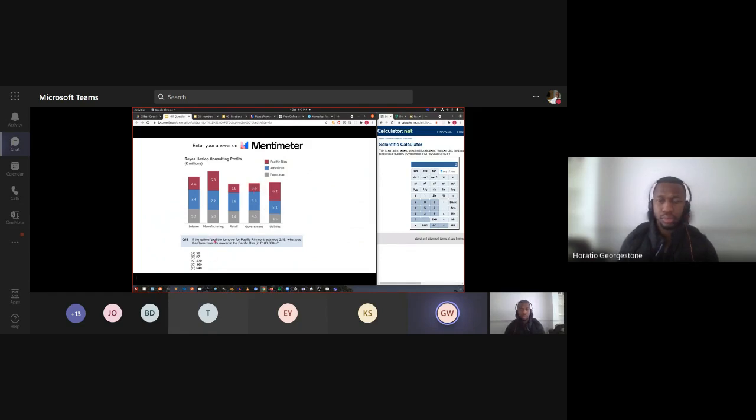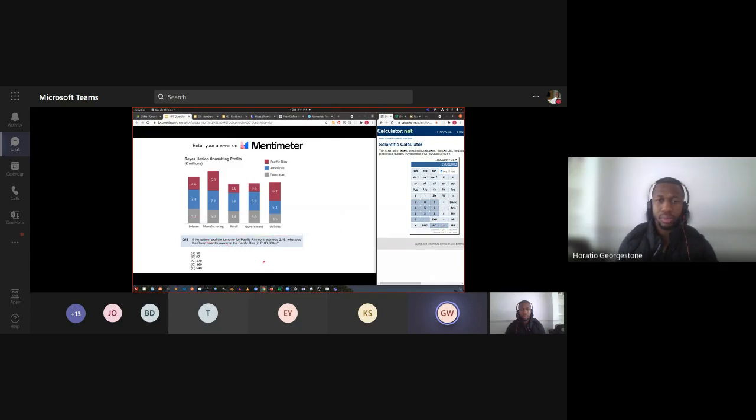Now it says the ratio of profit to turnover was 2 to 15, and it asks for the turnover. So 3.6 million is 3,600,000. Yep, 5 zeros. So that's the 2 parts. We want the 15 parts. So we need to divide it by 2 to get 1 part, and then we times that by 15. And that gives us 27 million.